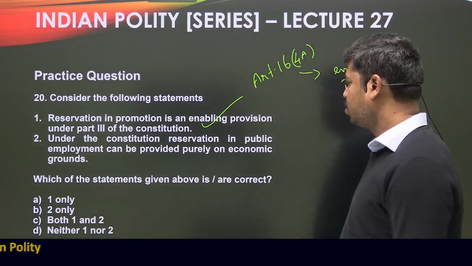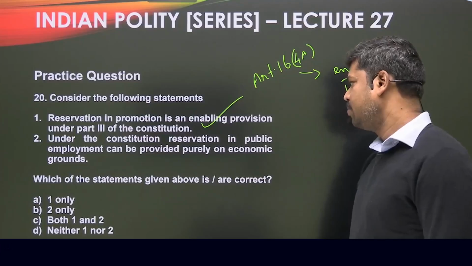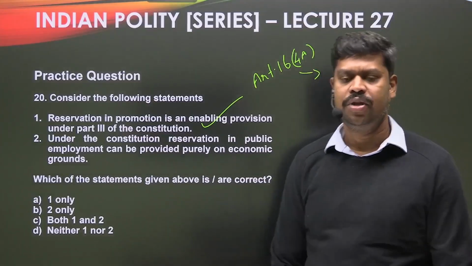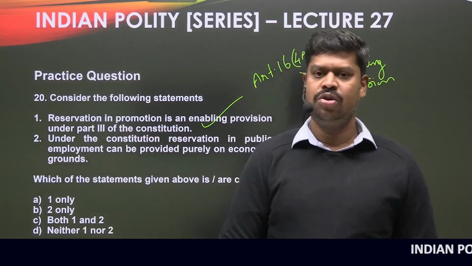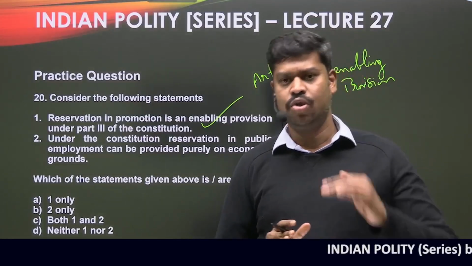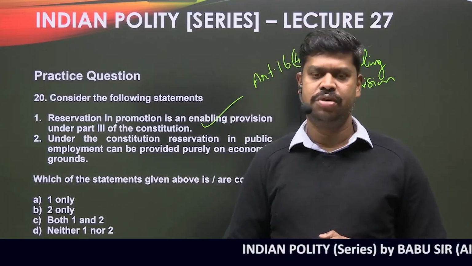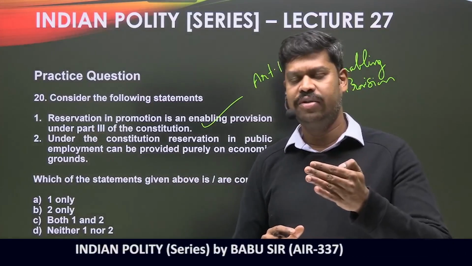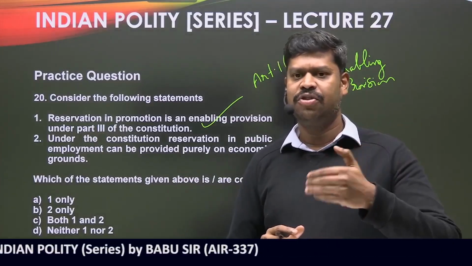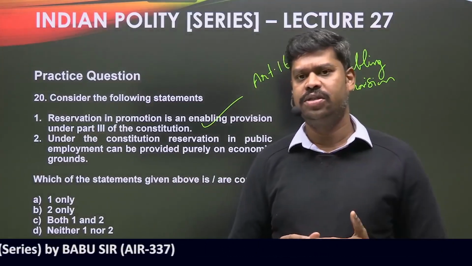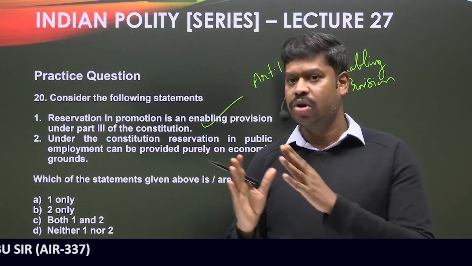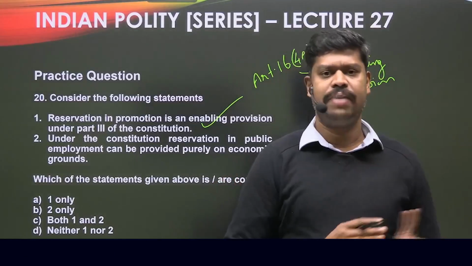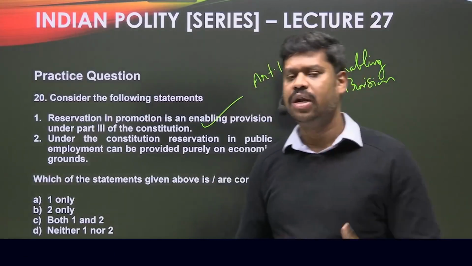Under the Constitution, reservation in public employment can be provided purely on economic grounds. That is also very much possible. In the original Constitution, there was no ground to give reservation purely on economic grounds. In the original Constitution, reservation was to be given in public employment for the backward communities and to the scheduled castes and scheduled tribes. And that is not on economic grounds, but on their social and educational backwardness and the historical deprivation over a long period of time.